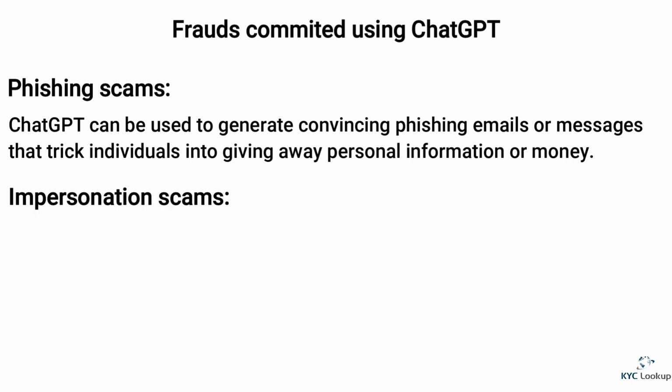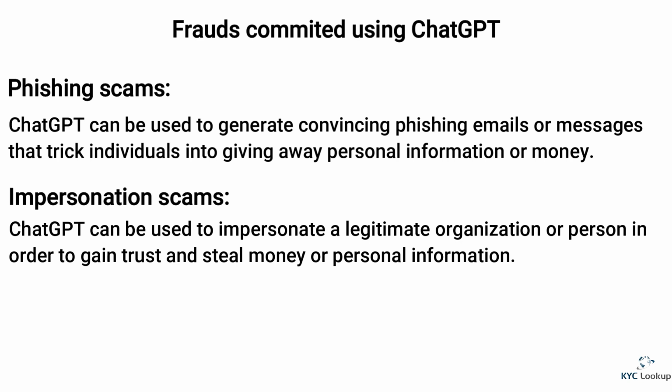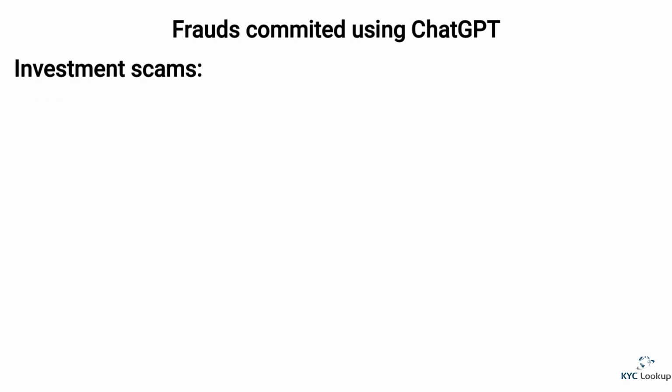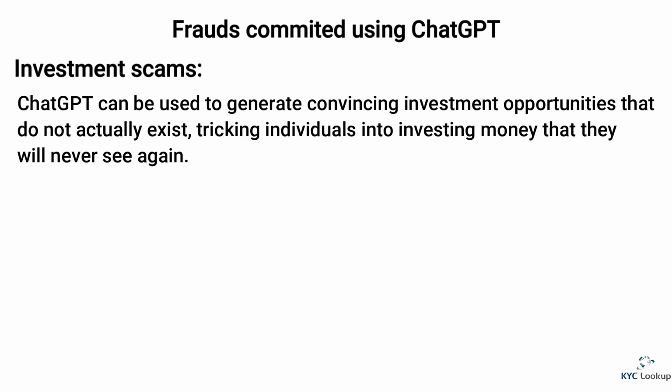Impersonation scams. ChatGPT can be used to impersonate a legitimate organisation or person in order to gain trust and steal money or personal information. Investment scams. ChatGPT can be used to generate convincing investment opportunities that do not actually exist, tricking individuals into investing money that they will never see again.